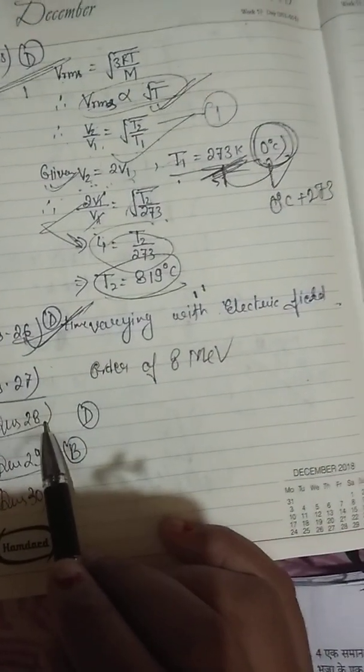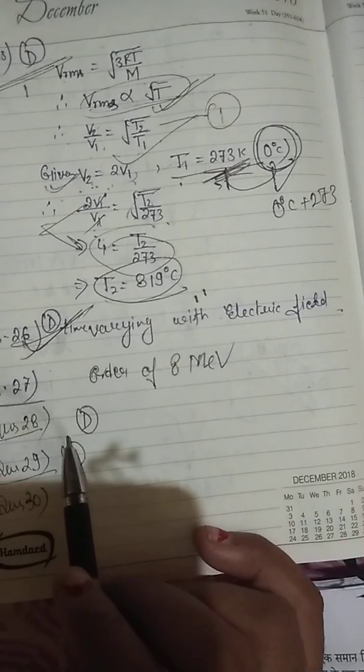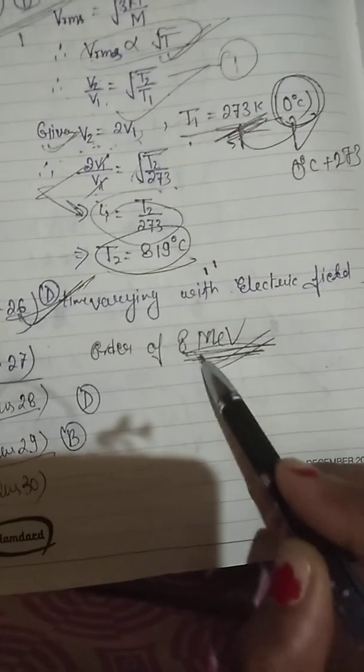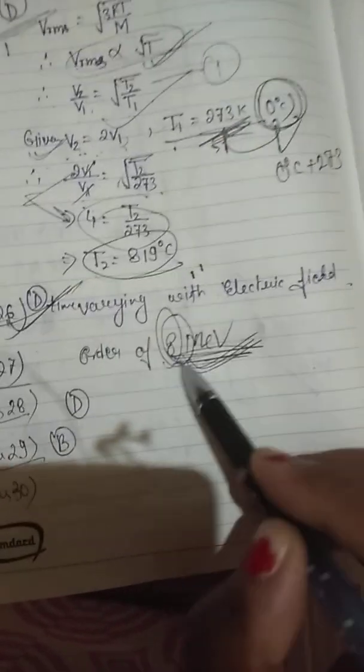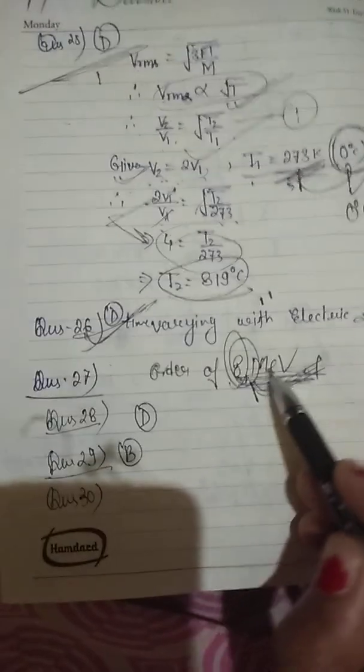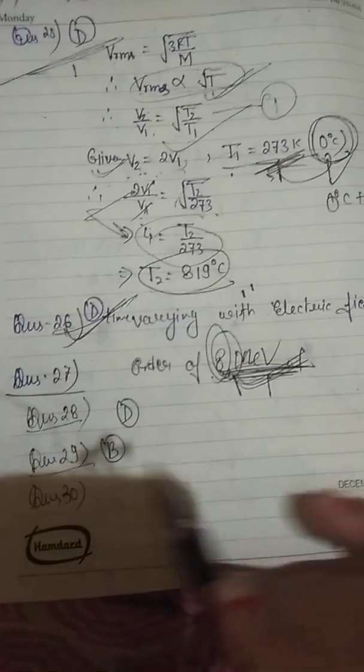27. The average binding energy per nucleon of most nuclei is of the order of, as we know, its value is in MeV, but its exact value is what? 8 MeV, which has not been given in the options. So maybe everyone will get these marks equally. Whatever anyone has marked, if this is right, you will get marks for this.